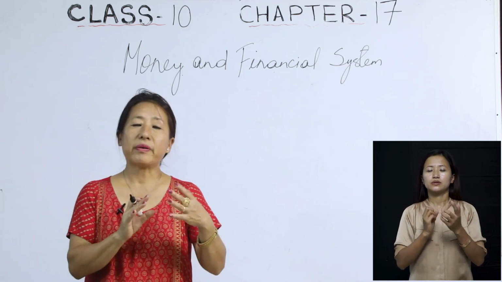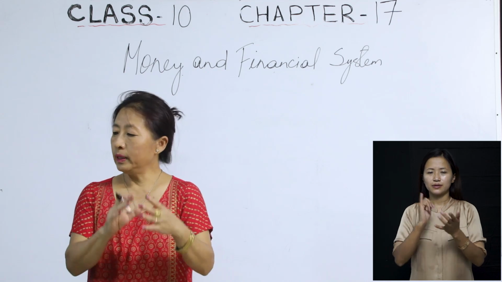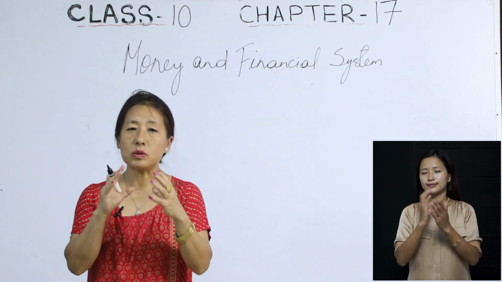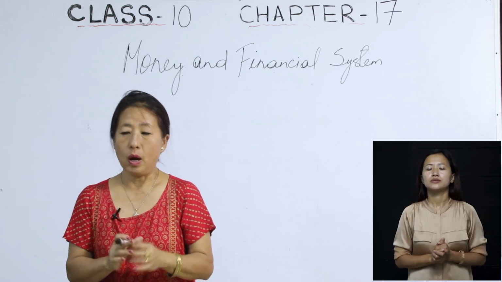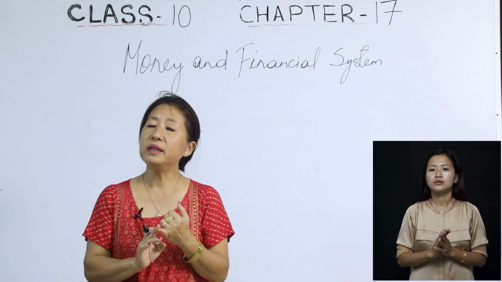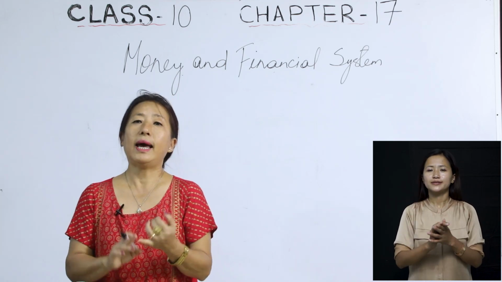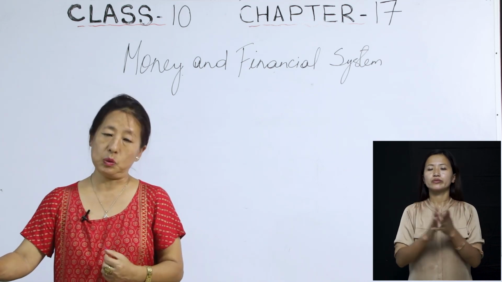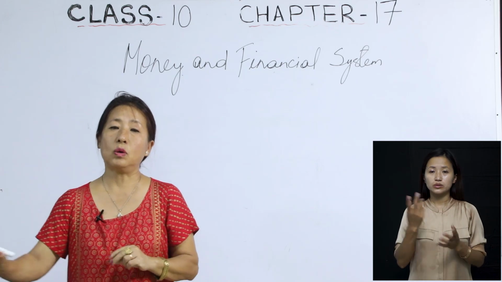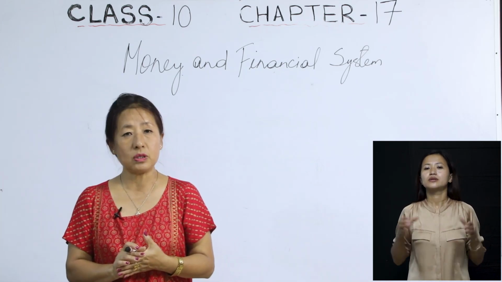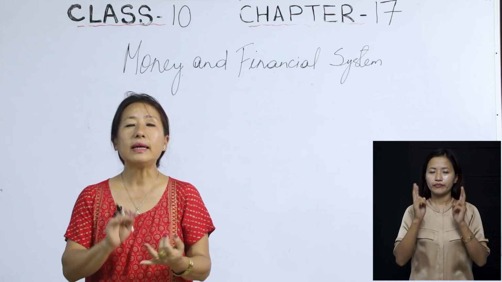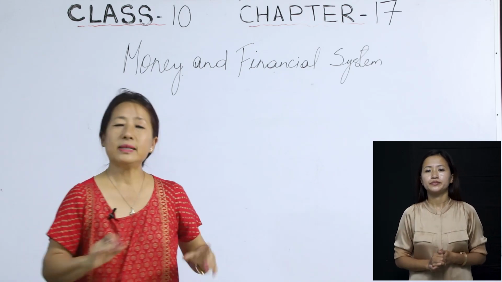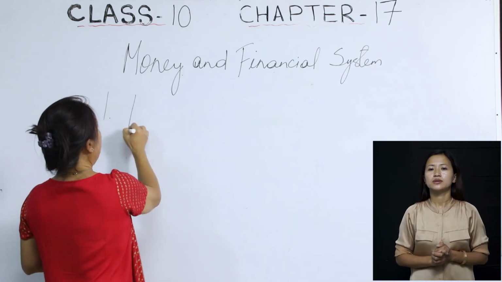Now when we say credit institution, it is grouped into two categories. One is called the formal financial institution, and the second one is called the informal financial institution. So those are the two categories of credit institution. Formal and informal, to make it simpler for you. So let's start with the first one, that is the formal.